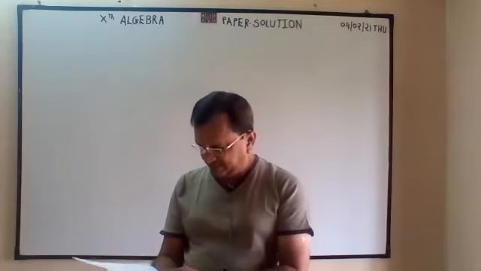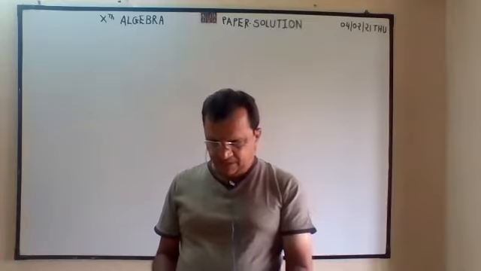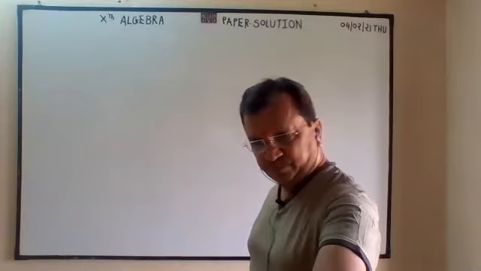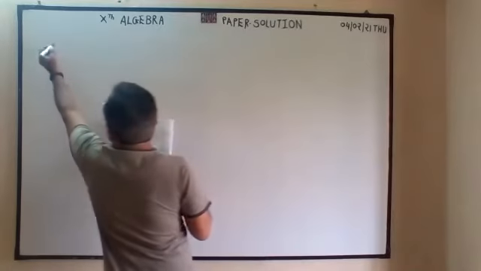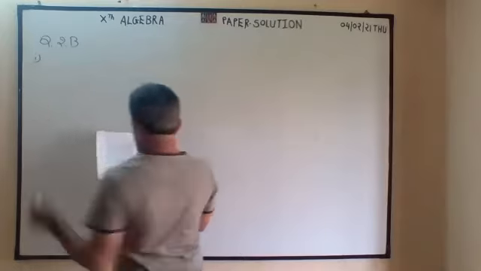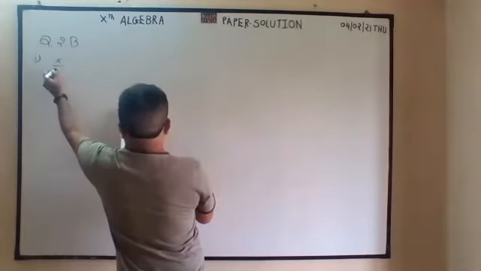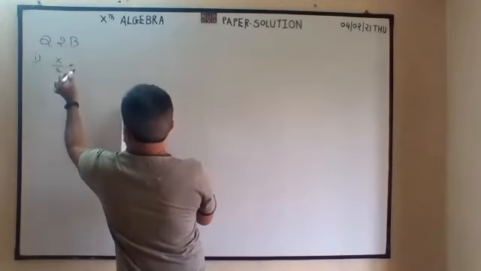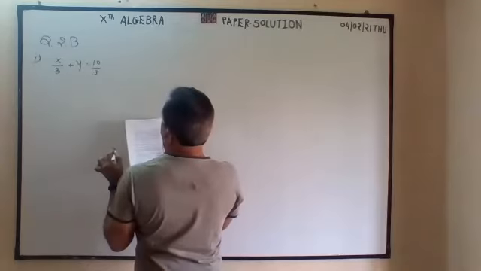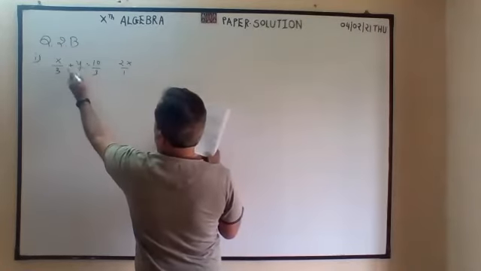So, algebra question number 1, question number 2, A we have done. Now question number 2, B. Because this is not from the reduced syllabus, that is why some questions are from reduced syllabus. This is first equation. This is second equation.